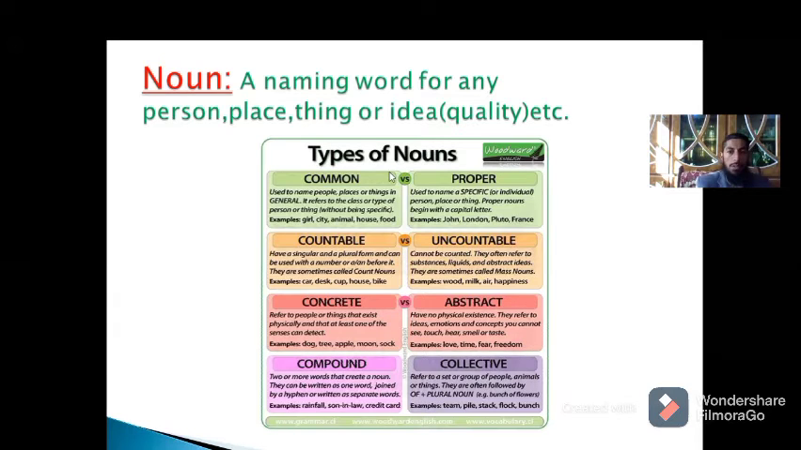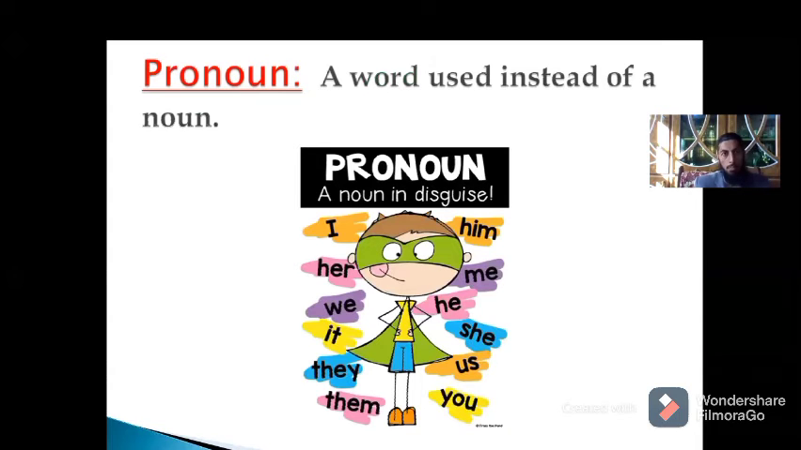Then there are noun types. We will discuss them in detail in later videos, but here I just tell you the names. There are common noun, proper noun, countable, uncountable, concrete, abstract, compound, and collective noun. These are some of the major kinds of nouns. There are also singular and plural with respect to number, and masculine, feminine, common, and neuter with respect to gender. We will discuss them later.